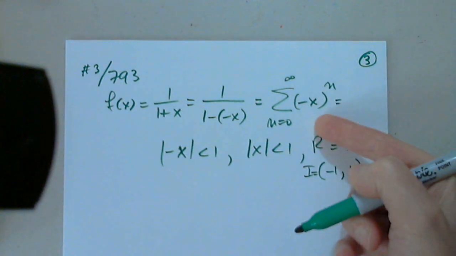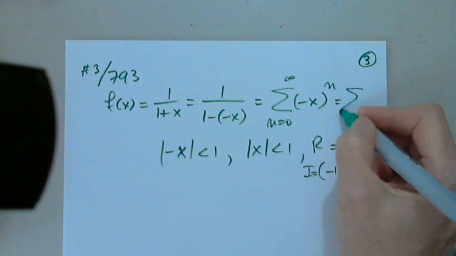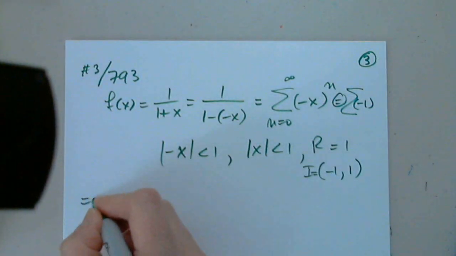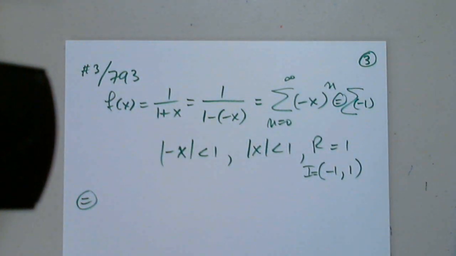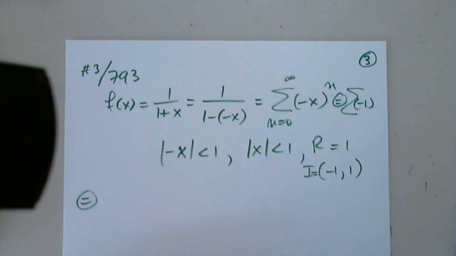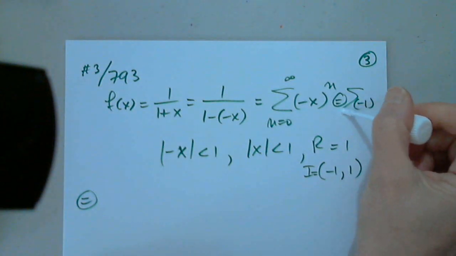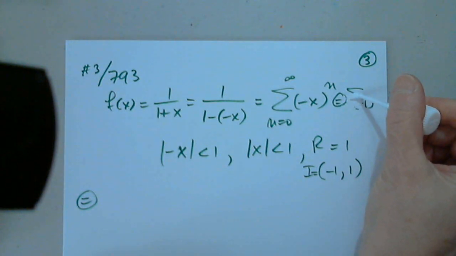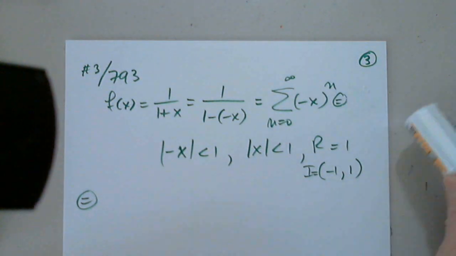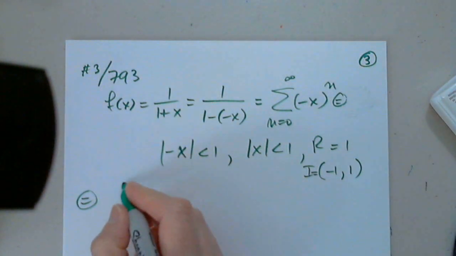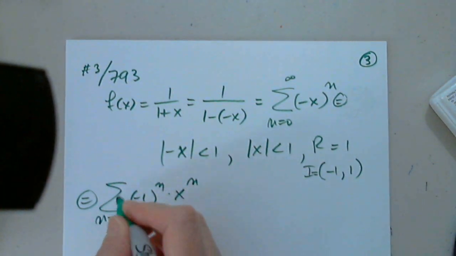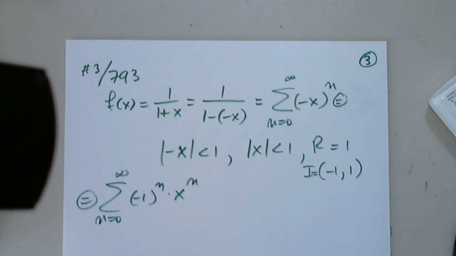So now, let's finalize this. So we're going to write it as negative 1. I'm going to erase it from there. I don't have enough room. Sorry. So we will separate negative 1 and x to power n. So we have the sum, negative 1 to power n, x to power n, from n equals 0 to infinity.